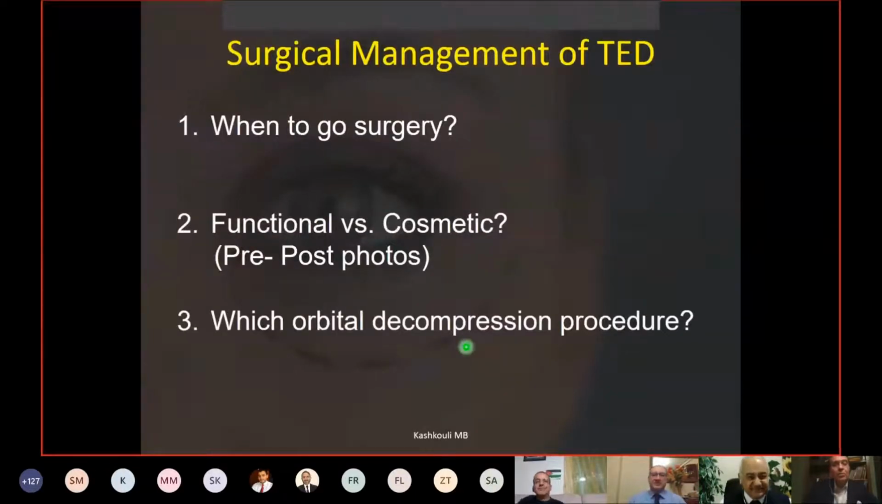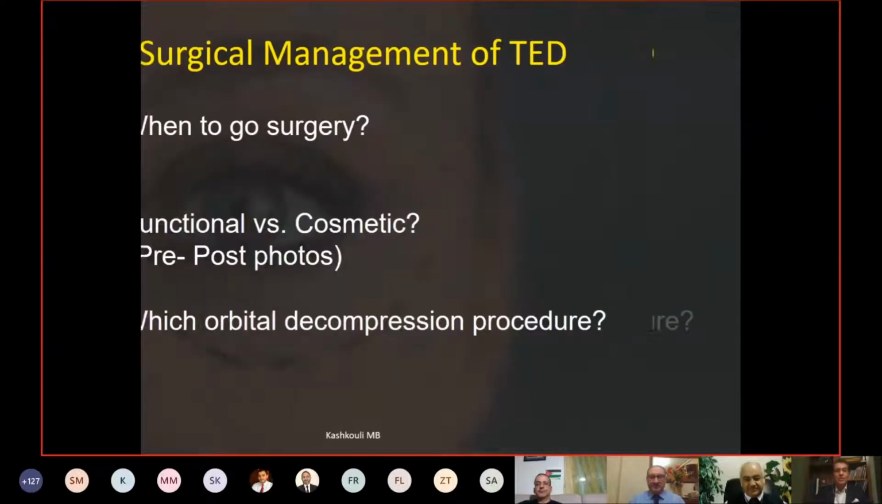We will go through 3 topics. First, I'll talk about when to go to surgery in thyroid eye disease. Then we'll go through some pre-post photos with regard to the functional and cosmetic indications. Then lastly, we'll go through which orbital decompression procedure we need, or is our preferred choice in different patients.